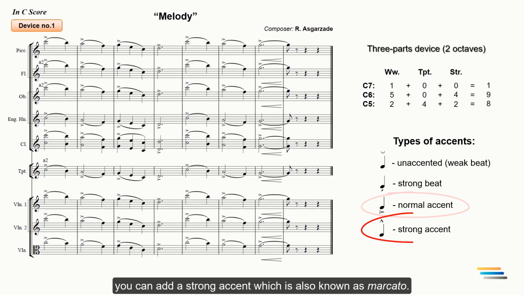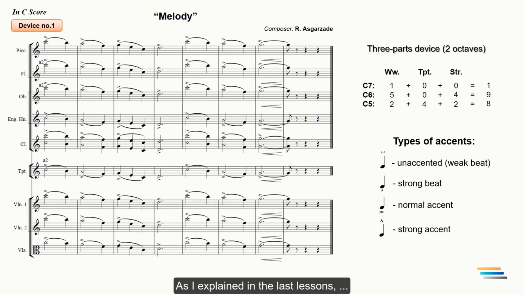Depending on your choice, you can add a strong accent, which is also known as marcato. Marcato is defined as music played with each note emphasized. As I explained in the last lessons, slurs above the string section indicate the movement of the bow. I added short slurs to start each bar with new energy. This will warm up the music.